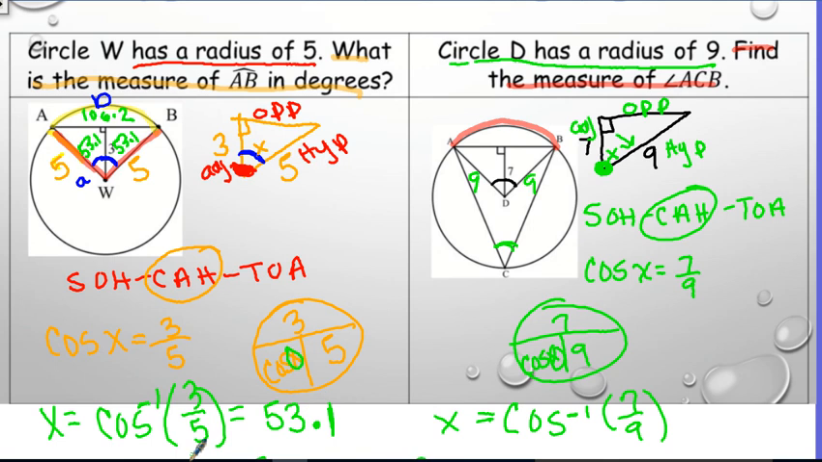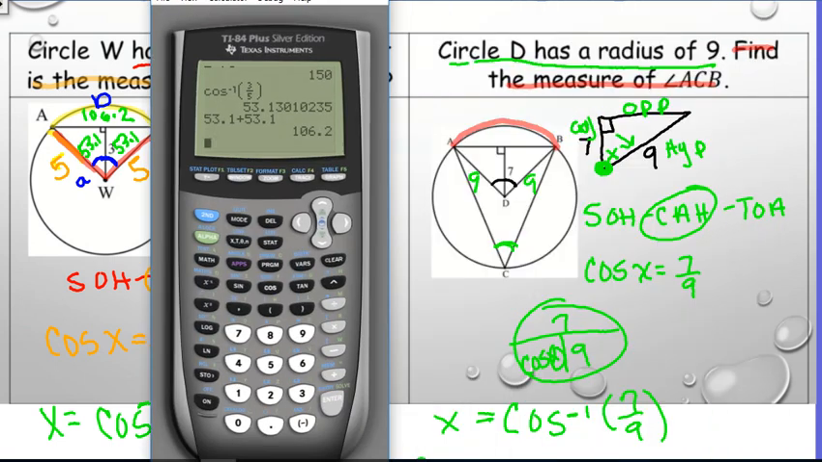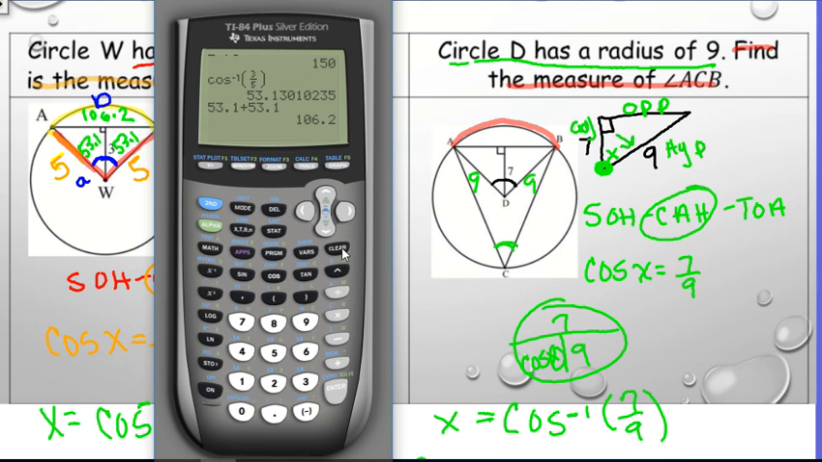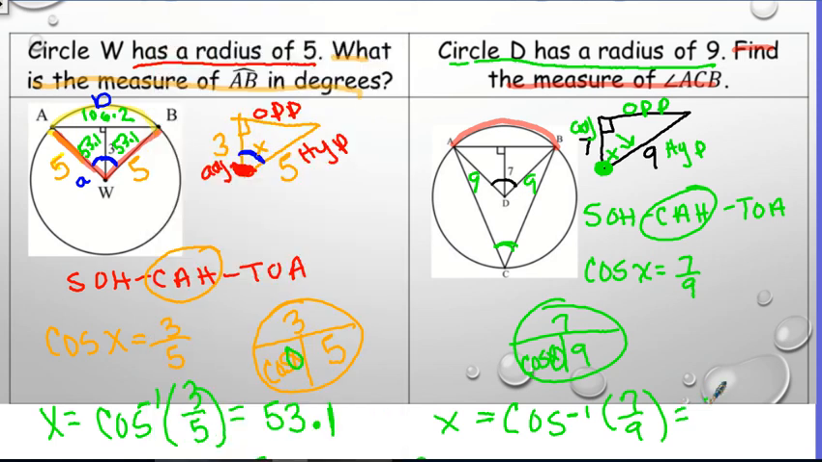And once again, if you need to review the trig, it's perfectly fine. Go watch that video and review how to work your trig problems. Anytime you find an angle, you always do the inverse of that trig function. Alright, so we get 7 over 9, and that's 38.9 degrees. So I know this little piece here is 38.9, and so is this 38.9.